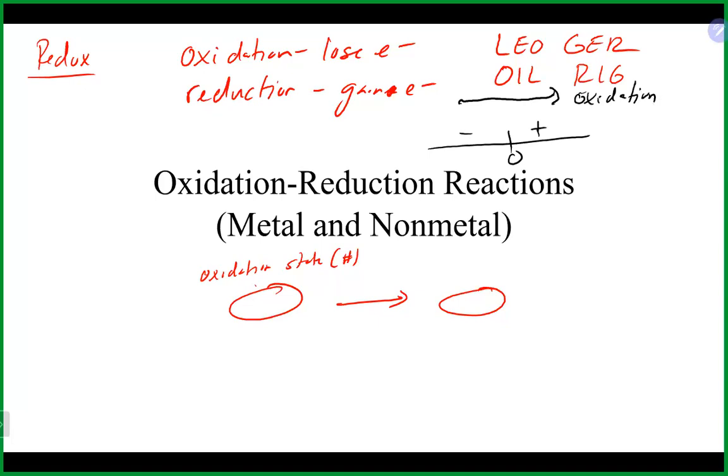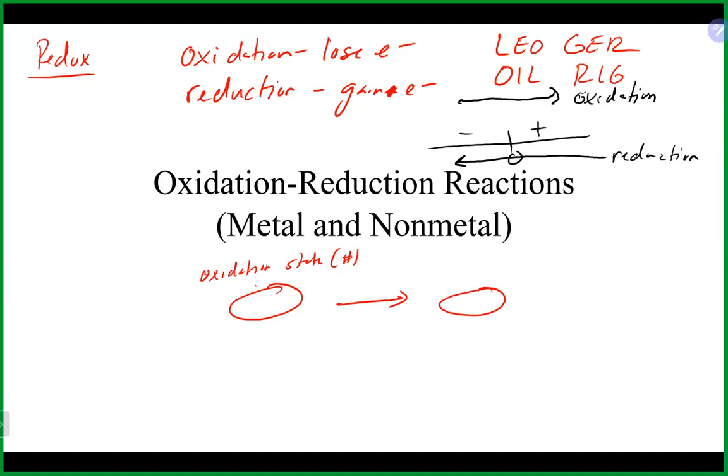As well as somebody that gains electrons, they will become more negative because now they have more electrons than protons. So if you follow their oxidation state or charge, and it's moving in this direction, that means it's going through reduction.